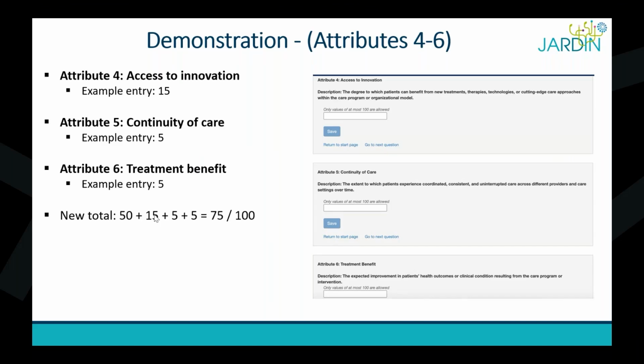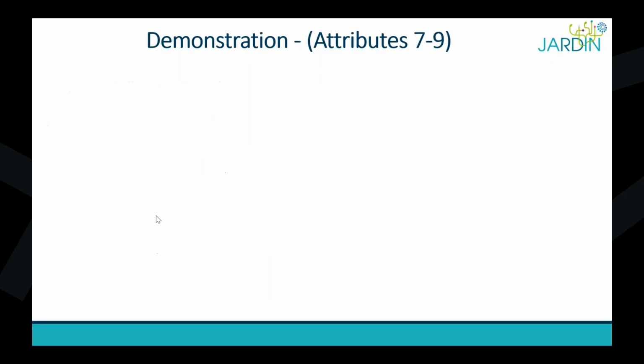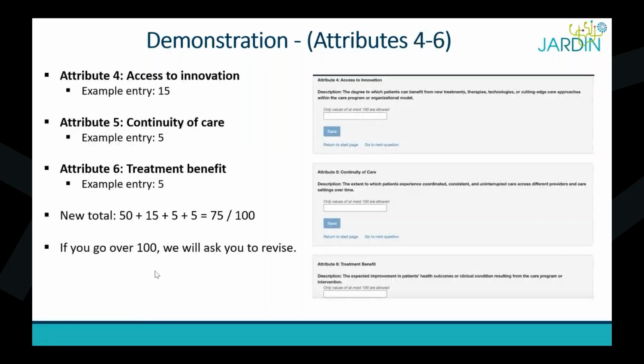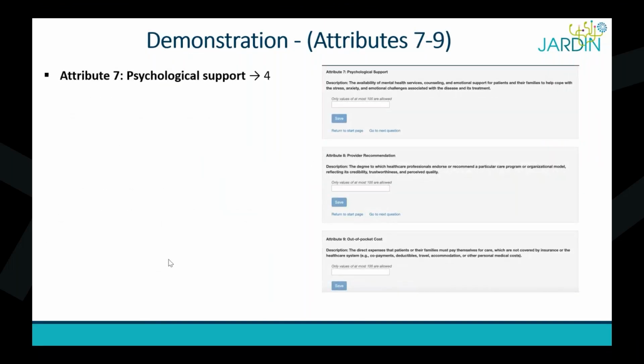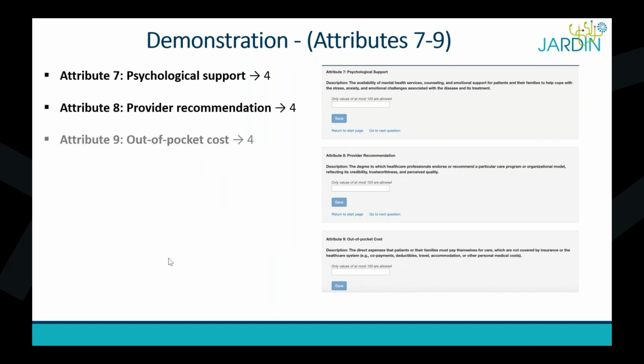Can you go to the next slide, please? And then you will see also the remaining attributes, like attributes 7 to 9. Next slide, please. Yeah. So psychological support. For instance, I give it 4 points out of 100. Provide a recommendation, 4 points. Out of pocket cost, 4 points. And then you see it's still 87, and I have left some points to still allocate to the remaining attributes.